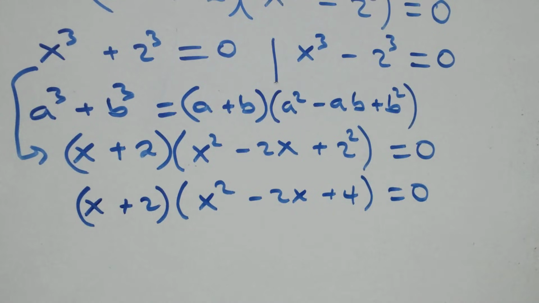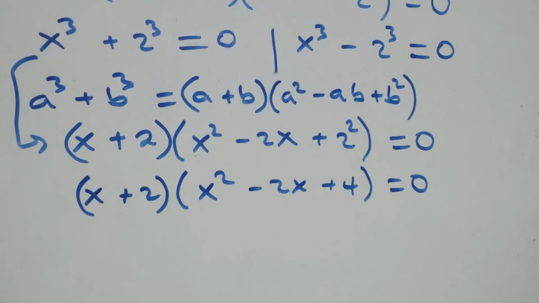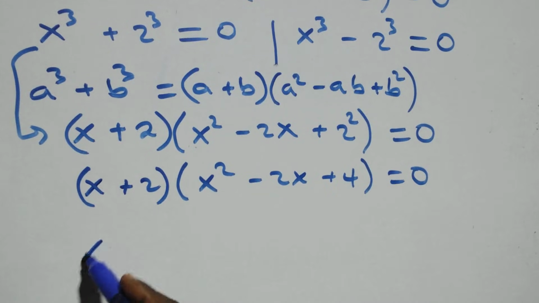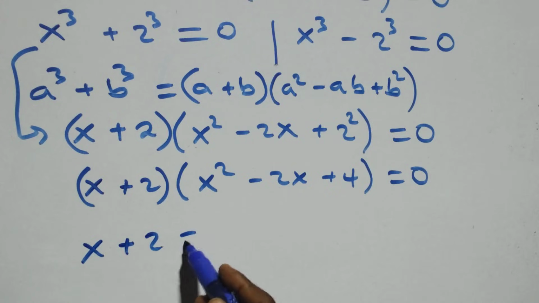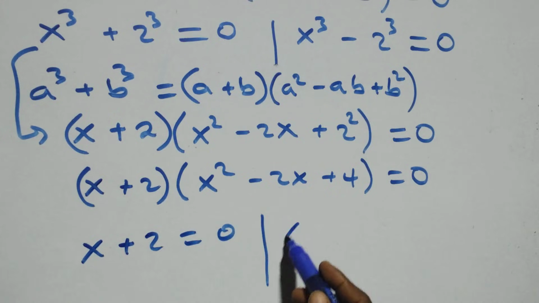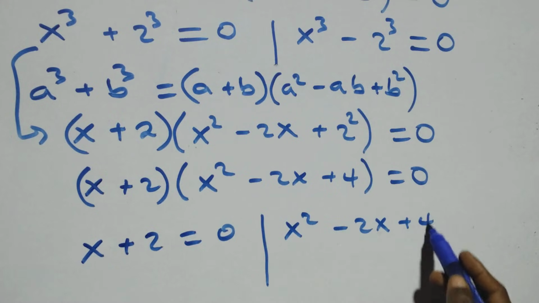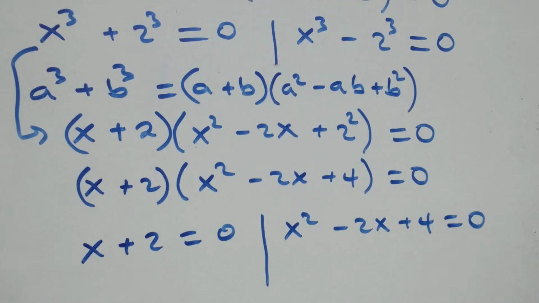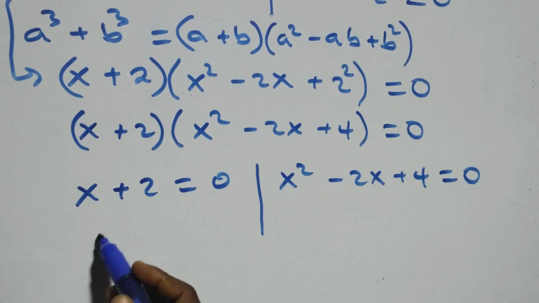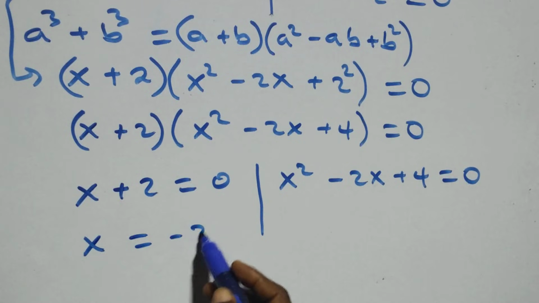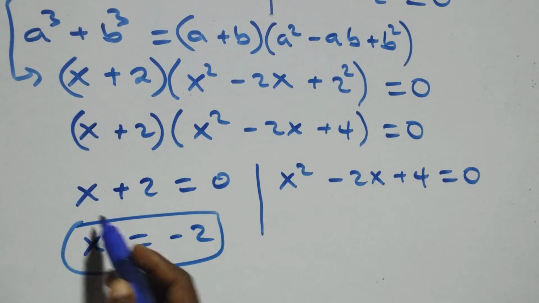equals 0 here. Then here we have two possible cases. First one, x plus 2 equals 0, or we have x squared minus 2x plus 4 equals 0 here. Solving on this side, we have x equals minus 2, which is a real solution here.